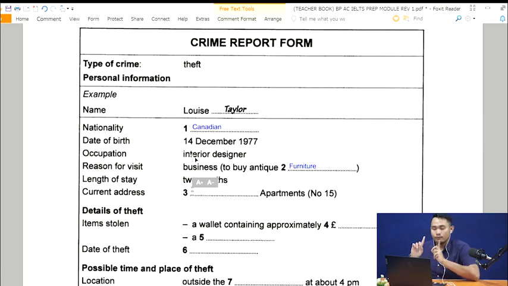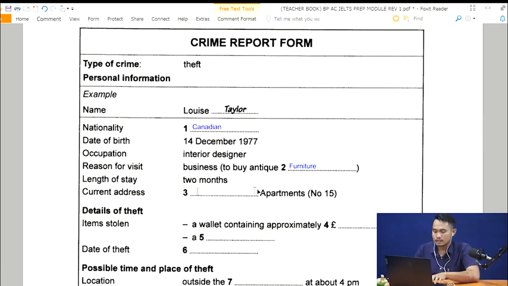Oh, sorry. First of all, I almost forgot. In number 3, there are 2 possible answers. The first one is Park, and the second one is King Street. So, let's see which one is correct.